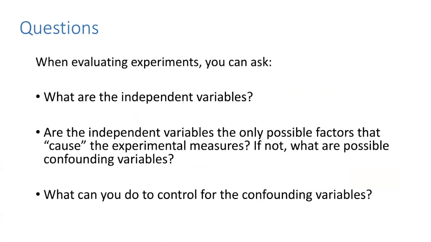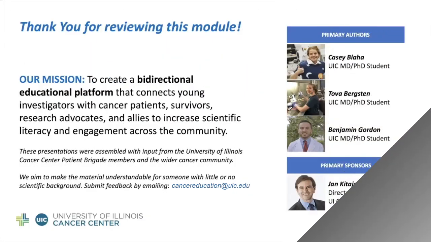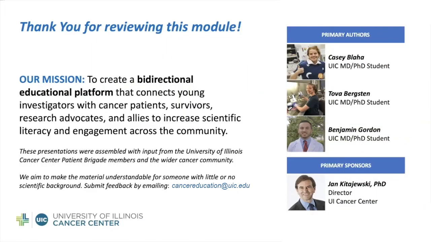Now that we've reviewed experimental variables and confounding factors, when evaluating experiments, here are some questions you can ask. What are the independent variables? Are the independent variables the only possible factors that cause the experimental measures? If not, what are possible confounding factors? What can you do to control for the confounding variables? This is the end of Module 4.